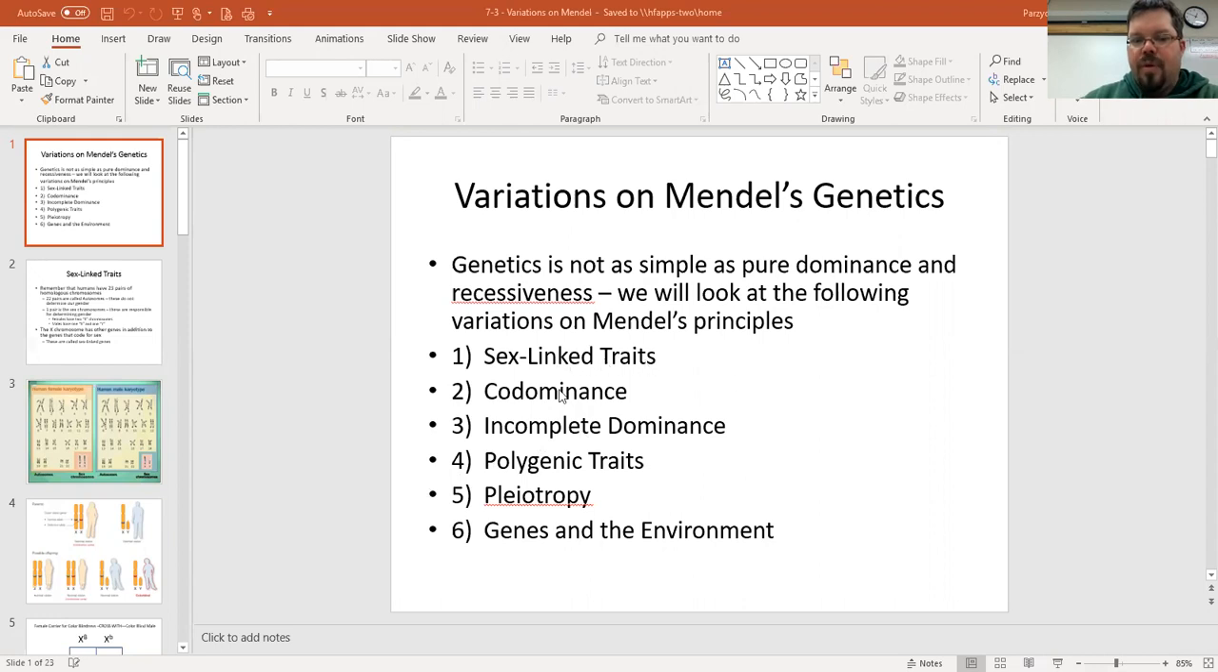We're going to go through each one of these 6: sex-linked traits, codominance, incomplete dominance, polygenic traits, pleiotropy, and then we'll talk about genes and the environment and the role that environment plays in influencing phenotypic outcome. So the first on this list is sex-linked traits. Let me flip to the next screen here.